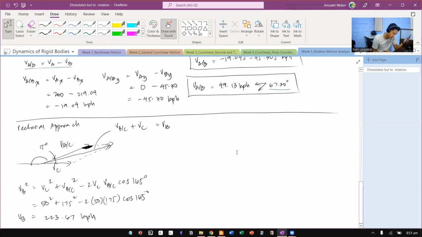So this is our VBC using the vectorial approach. If you are comfortable using geometry, it is still faster compared to the scalar approach. Personally, I also prefer the scalar approach.